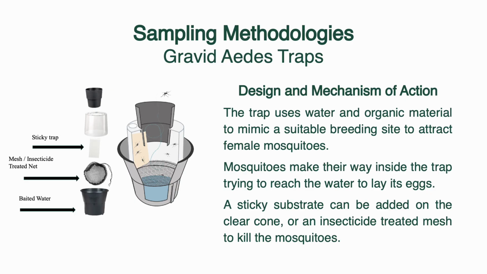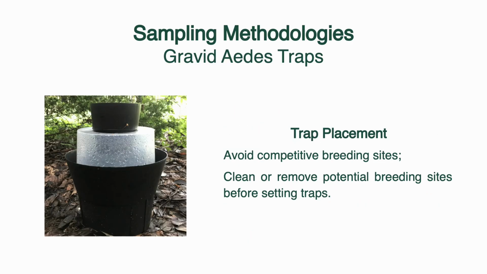Collected adults support surveillance of population density and reproductive status. Optimal deployment requires placing traps away from competing oviposition sites. Removing or cleaning nearby containers before installation reduces alternative breeding options and increases trap attractiveness to gravid females.